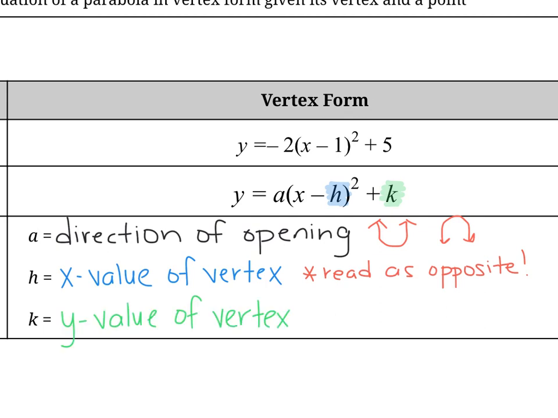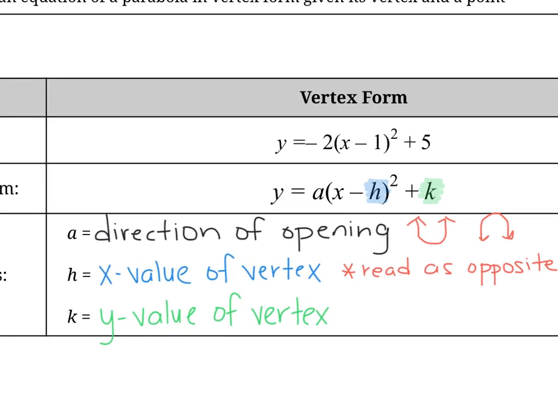Finally, the K value corresponds to the y value of the vertex. It is the second half of your vertex. Nothing to note here, nothing special about this K value. Whatever you see written in the position of your K value, that's going to correspond to the y value of your vertex. So if you put these two numbers together, that is going to give you your vertex.